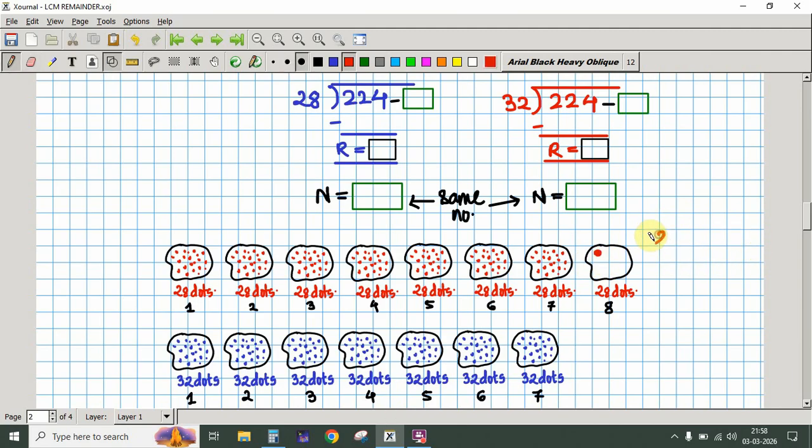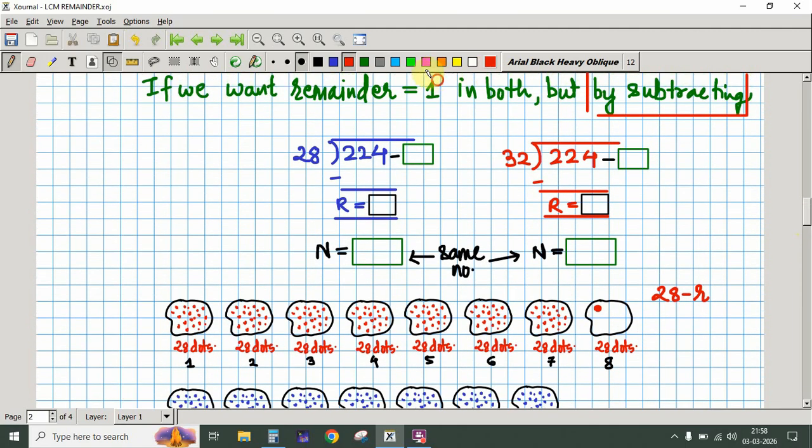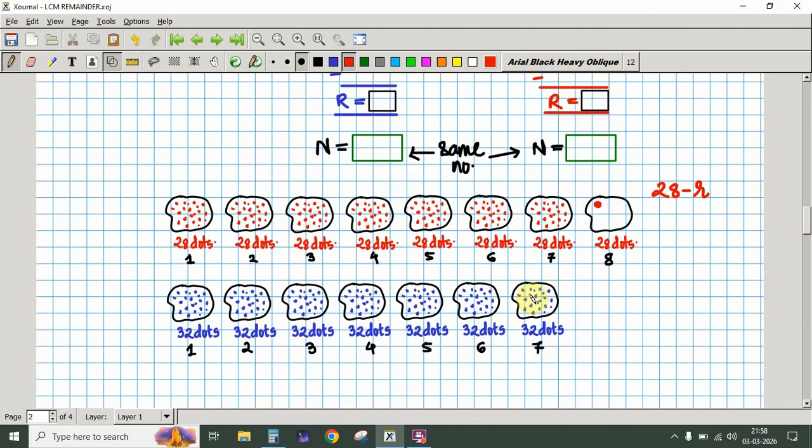So I hope this is clear. So 28 minus the required remainder. Here the remainder is the same, 1, in both cases. So it will be removed from 32 also. How many dots do I want to remove? There are 32 dots and you want only one. So tell me how many dots you have removed. 31, right? So 32 minus 1. This many dots you have to remove, so that is 31. What's the general idea? 32 minus the required remainder. I hope this is clear.